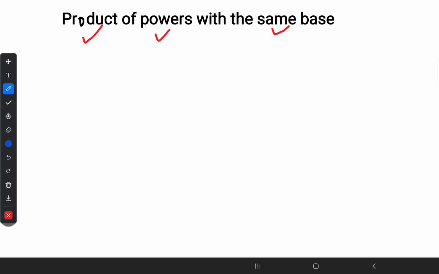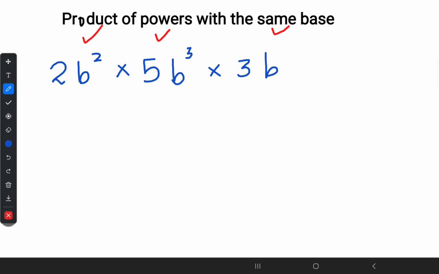In the same product of powers with same base, we will do the next type of question. 2b square multiplied with 5b cube times 3b. This is the question. Here there are some numbers, indices and bases. We will make them together.